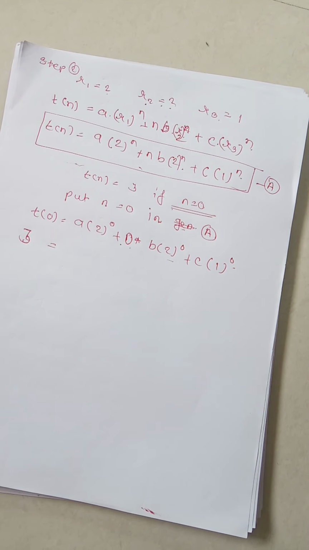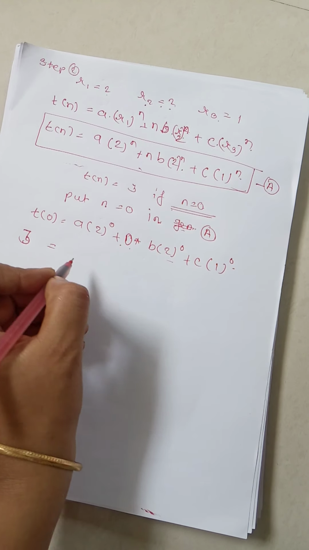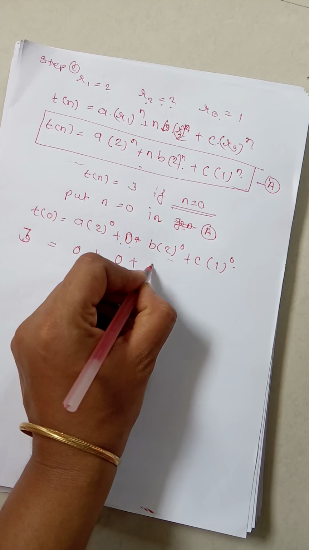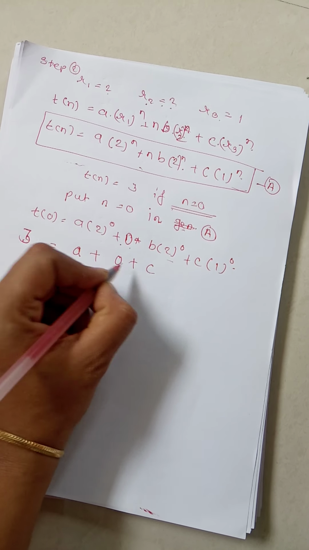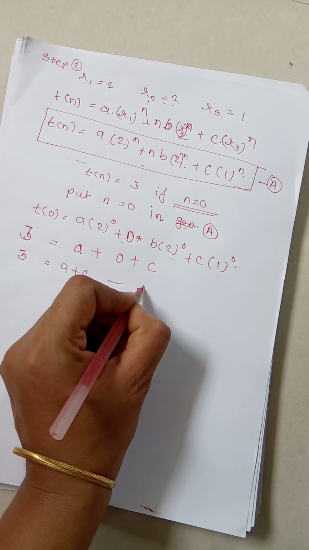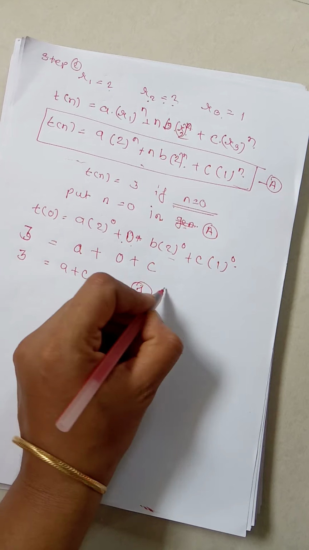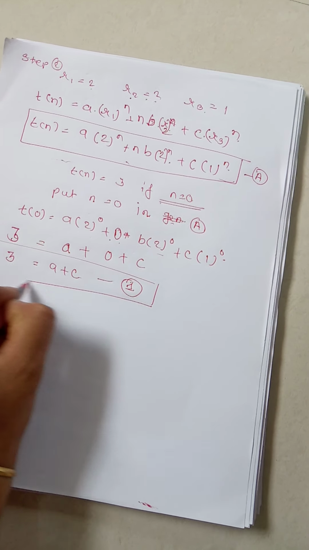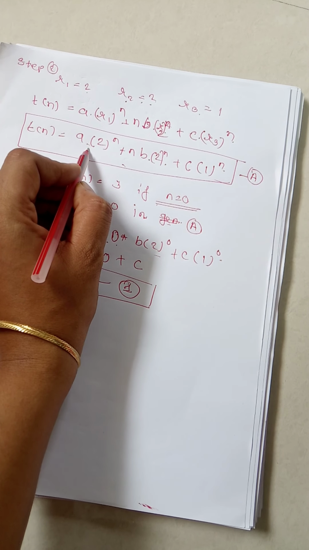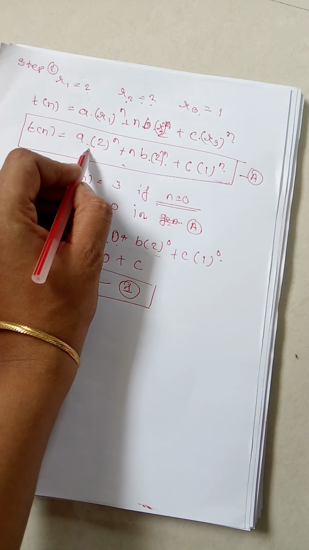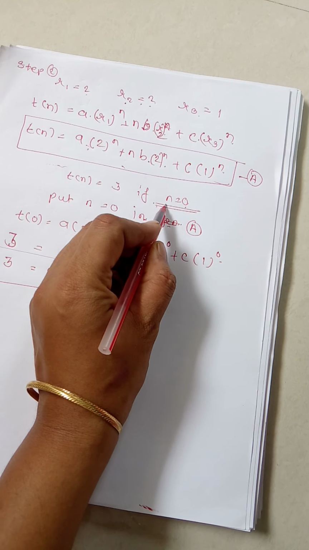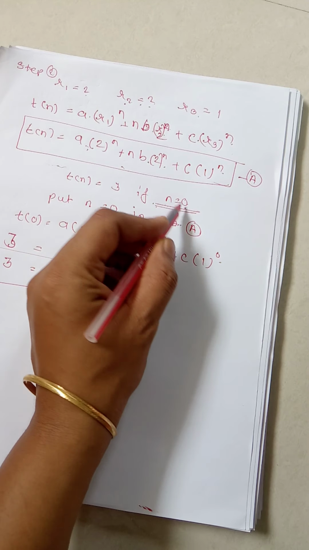So what is my next equation? T of 0 is 3 here. a plus 0 plus c, that is 3 is equal to a plus c. This is my first equation. What I am doing here is finding the values of a, b and c. As there are 3 unknowns, we require three equations to solve them. That's why my first equation comes from putting n equal to 0 in the generalized equation.